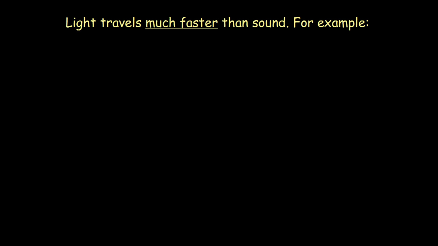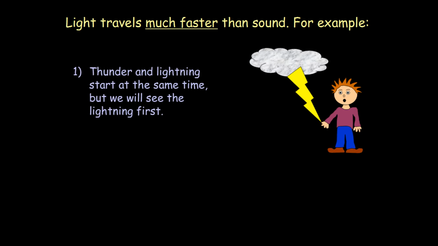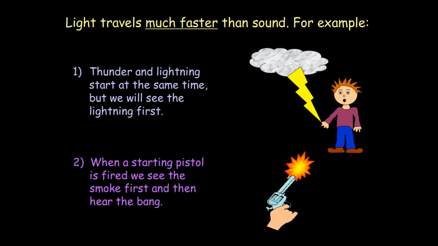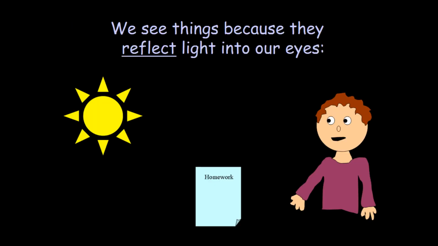Light travels much faster than sound. For example, thunder and lightning start at the same time, but we see the lightning first. Whenever thunder happens in the sky, we see the lightning first, then we hear the sound of thunder. When a starting pistol is fired, we see the smoke first and then we hear the bang. All this is because the speed of light is much faster than the speed of sound.